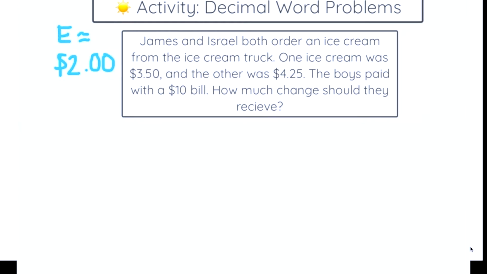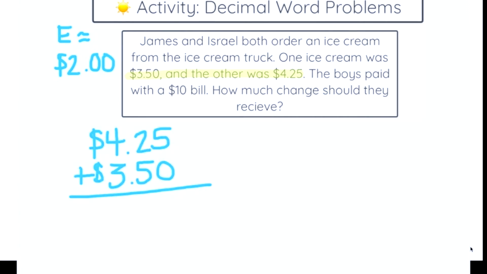Since I know the cost of each of the ice creams, $3.50 and $4.25, I'm first going to add them together so I know how much their total bill was at the ice cream truck. I like to set up my problem with the larger value on top and the smaller value on the bottom. This really does not matter with addition. You'll get the same answer, but I like to get in that habit because when you are using subtraction, it definitely matters. So I'm going to set up my problem just like I did earlier. I'm going to line up my decimal points because I'm adding the decimals. And then I'm going to add just like I normally would. 5 plus 0 is 5.